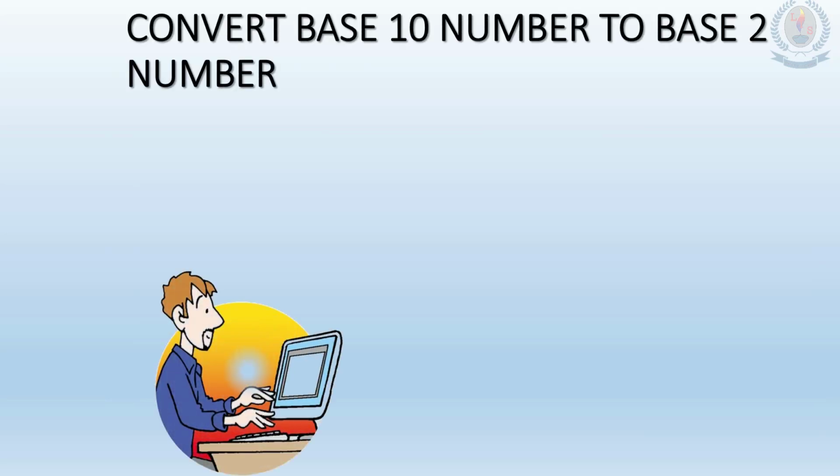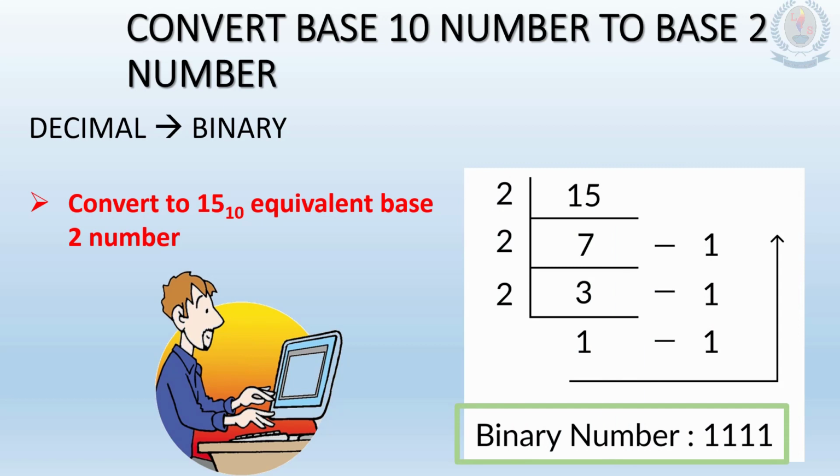Now let's see how to convert base 10 numbers into base 2 numbers. That is simply converting decimals into binary. Let's see how to convert 15 into its binary system. This is how it happens.